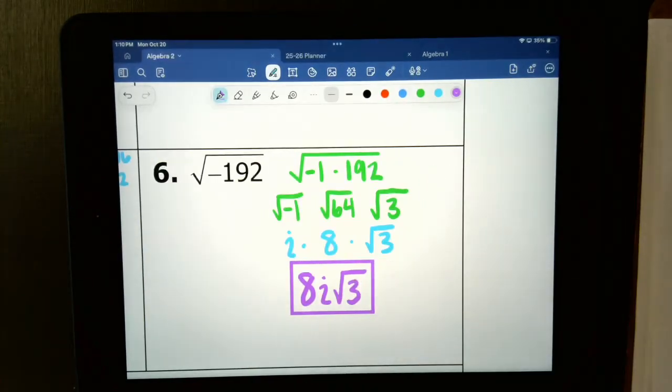Does everybody see how I got that? Yeah. Does that make more sense? Where we take that big number, we just start dividing it by numbers that are smaller than it.